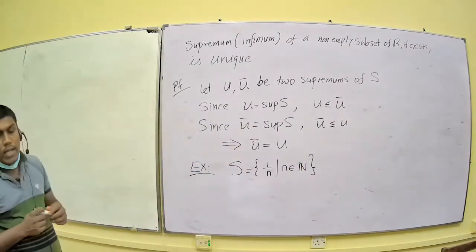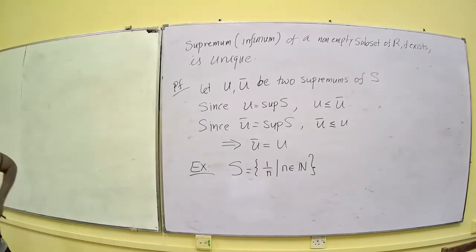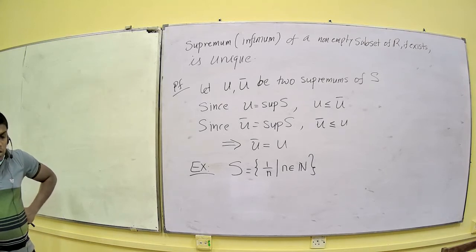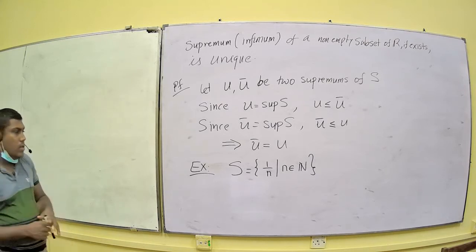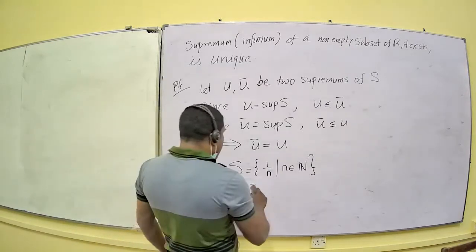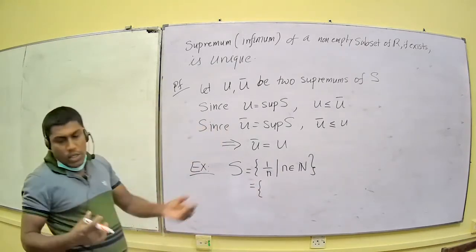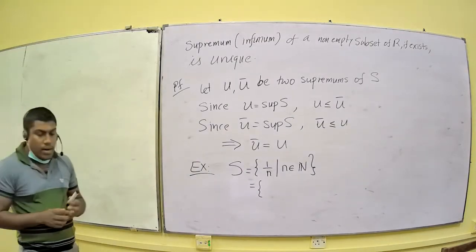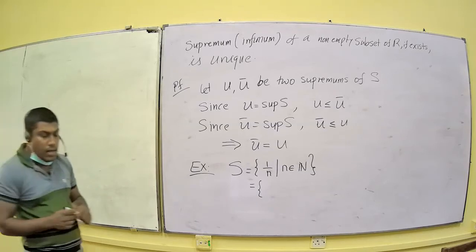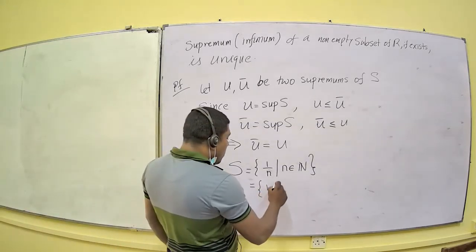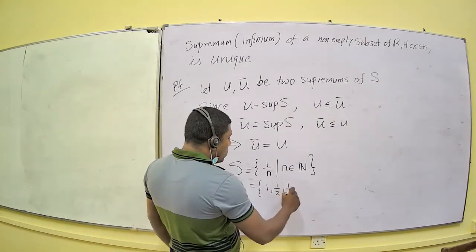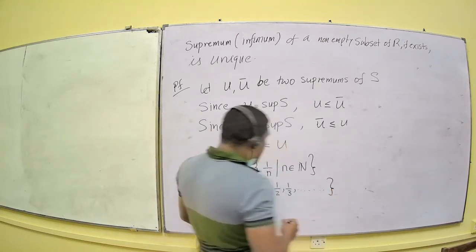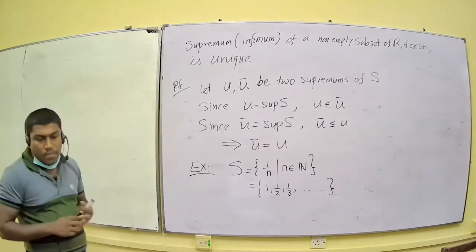Right, so let S be the set of numbers of the form 1 upon n, where n belongs to the natural numbers. So you can just write down the set. At the beginning, just to see how the supremum and infimum work, you can write it down. You can see that it is 1, 1 upon 2, 1 upon 3, and it keeps on going like this.